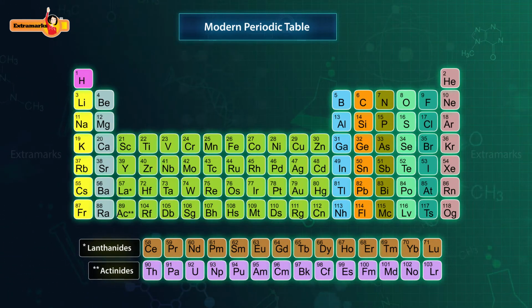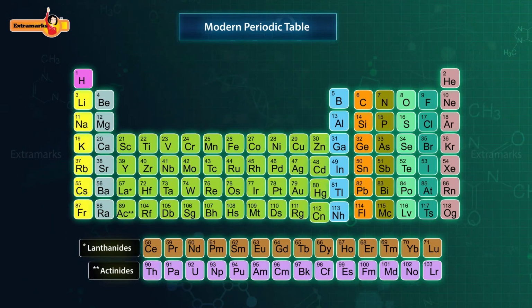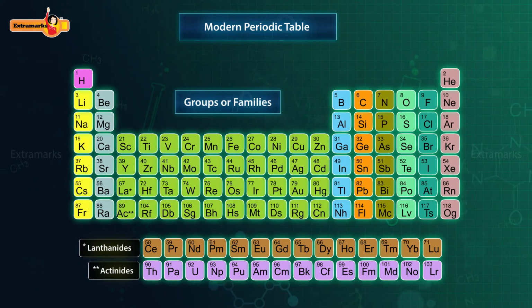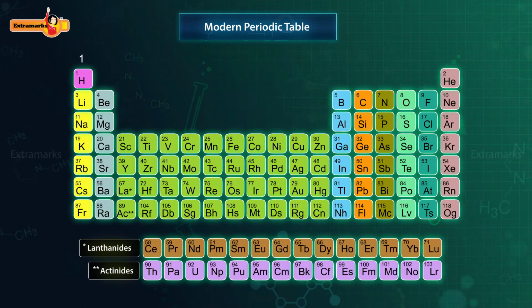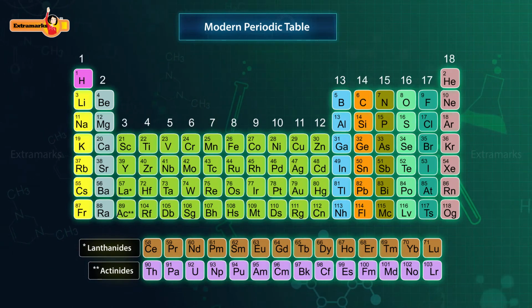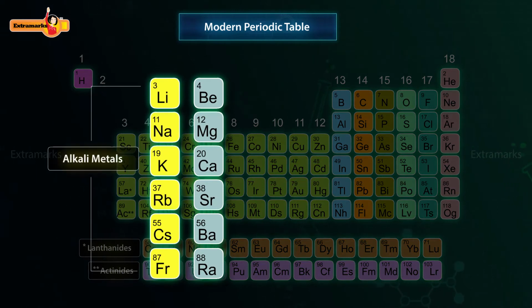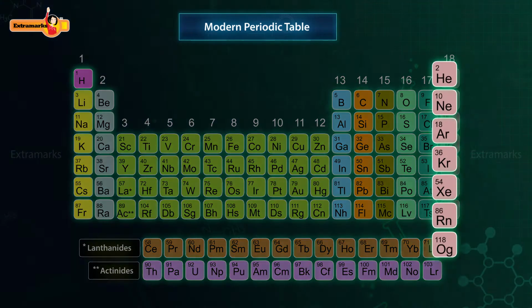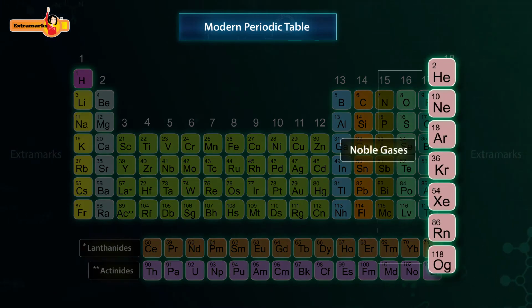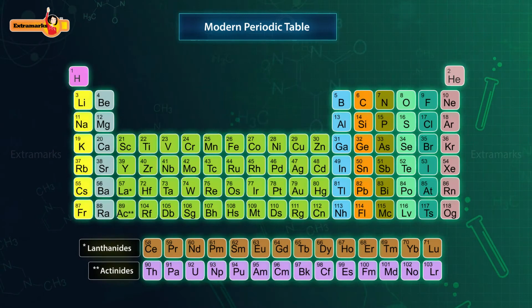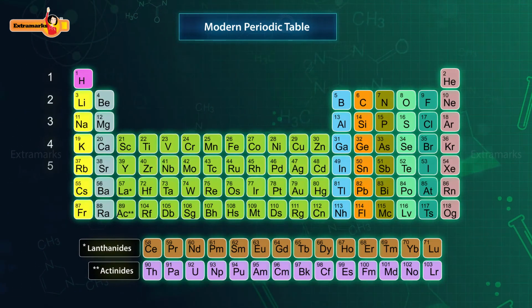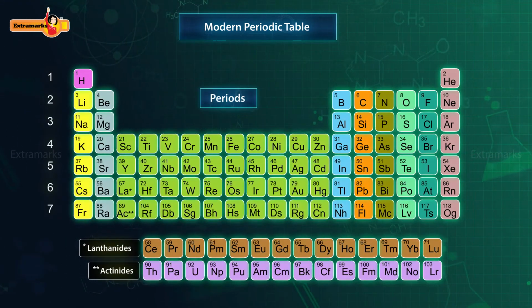The modern periodic table consists of 18 vertical columns called groups or families. These groups are numbered from 1 to 18. Two groups on the left of the modern periodic table are the alkali metals and the alkaline earth metals. On the far right are the noble gases or the inert gases. The 7 horizontal rows in the modern periodic table are called periods.